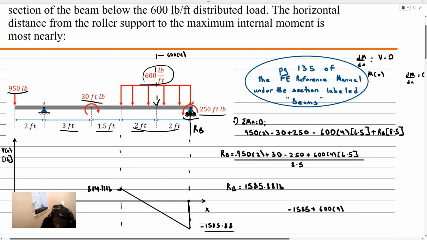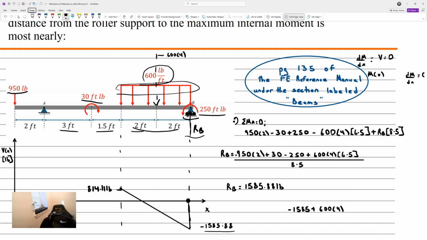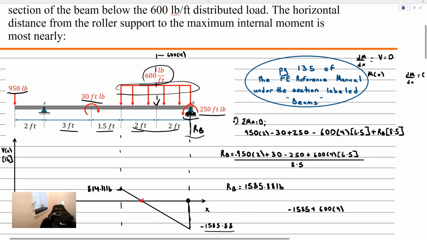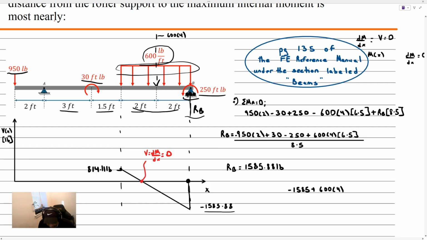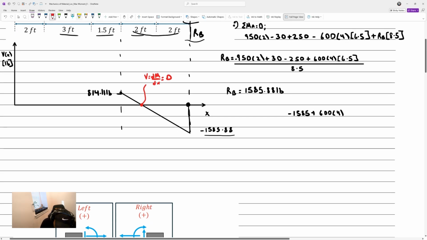Okay, so we started at this upper portion, 814.11. We decrease linearly because the load is a constant. That means the shear is going to be linear. There's an integral relationship between the two. We decrease linearly until we reach that negative 1585, at which point the reaction is going to cause us to shoot back up to the 0 value here on the shear diagram. What we're looking for is this location right here, which corresponds to the maximum moment. This is when the shear, or the derivative of the moment with respect to x, is equal to 0. We're looking for that location.